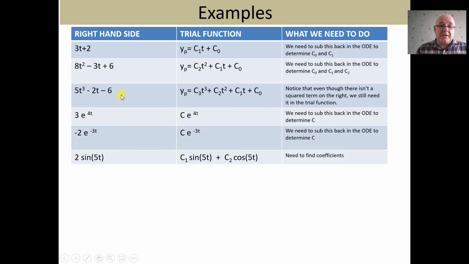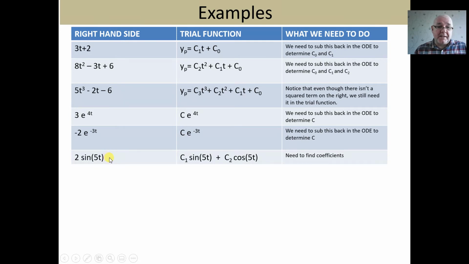If it's a cubic, then the trial function is a cubic. Incidentally, with this one, you'll notice there's no square term in the original function, but in the trial function you have to include a square term, because you don't know that there's no square term in the trial function. If the right-hand side was an exponential, then the trial function would be an exponential of the same power. So e to the 4t, e to the 4t. The only thing that's different is the coefficient c, so you have to find the coefficient. And with this one, negative 2e to the negative 3t, you would just try ce to the negative 3t. You have to find c.